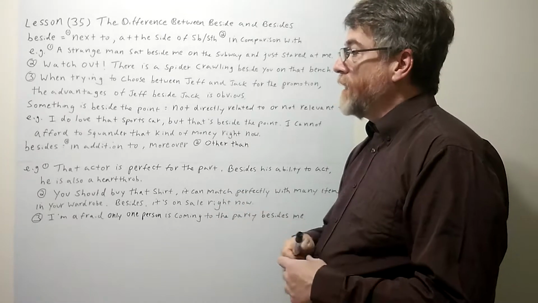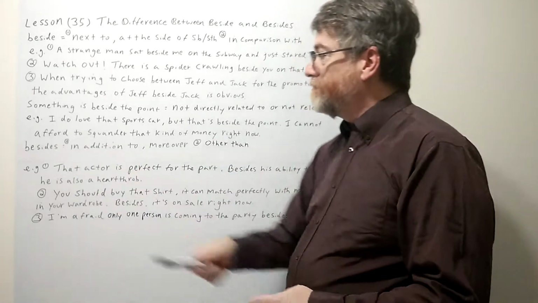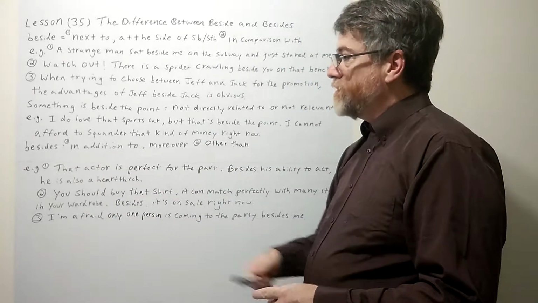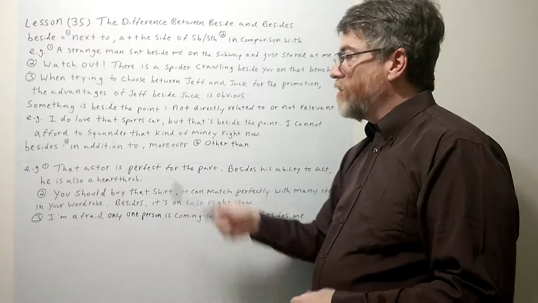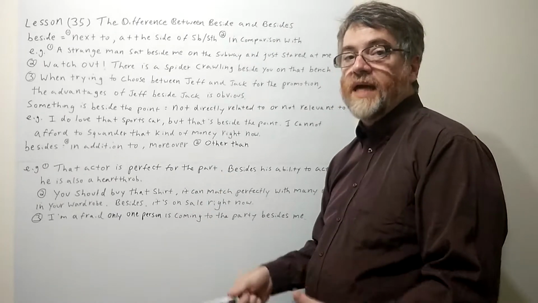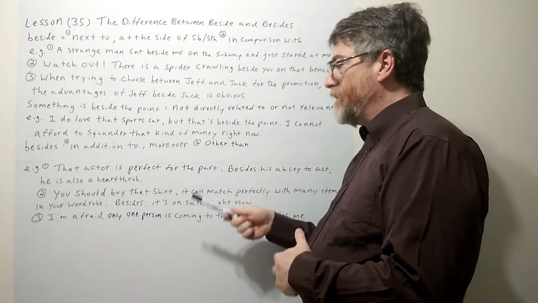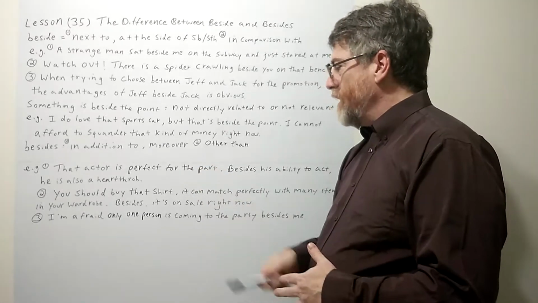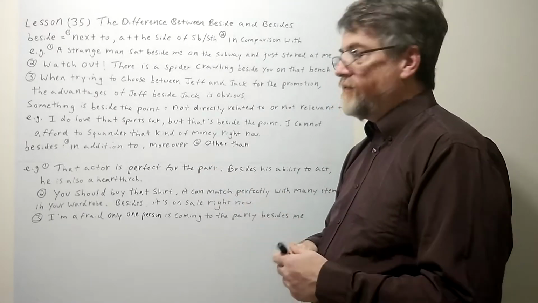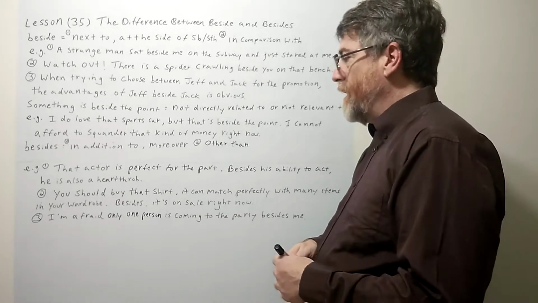Now besides here, of course, means in addition to, or moreover. This is the most common use of besides. So it doesn't mean next to. It means in addition to, or it means moreover. It could also mean other than. And let me give you several examples with this.